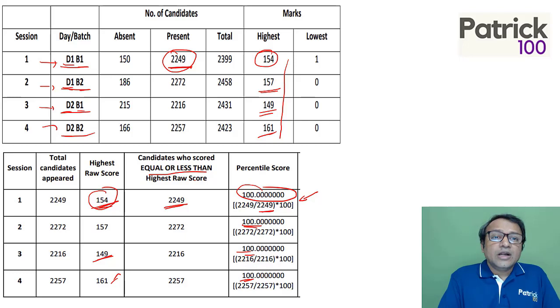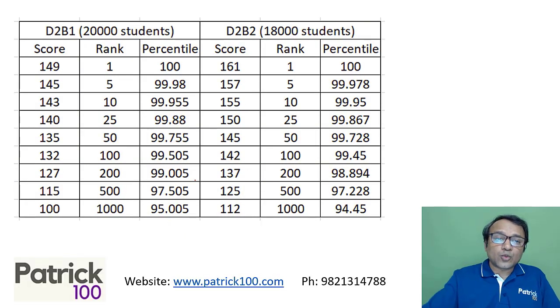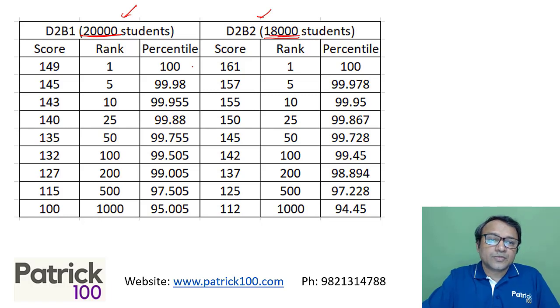Now let's look at how this works across slots, where I have taken 2 cases. Remember there were around 1,10,000 plus students writing CET last year. This year would be a little less than that. But I'm taking 2 slots: let's say 20,000 students writing in the first slot, 18,000 students writing in the second slot.